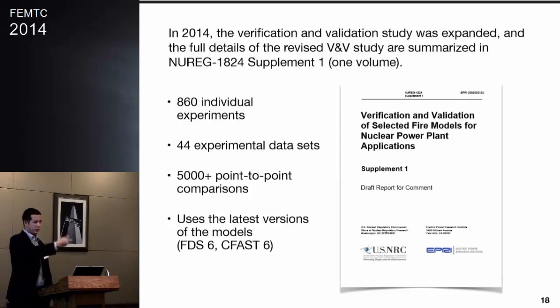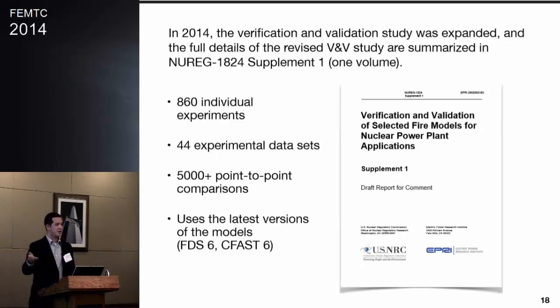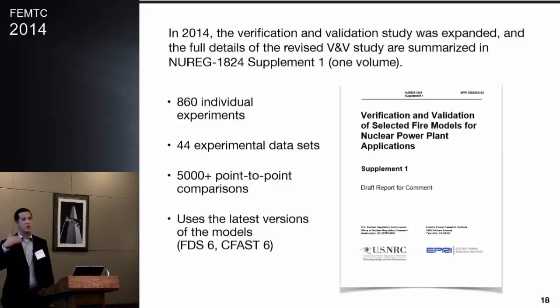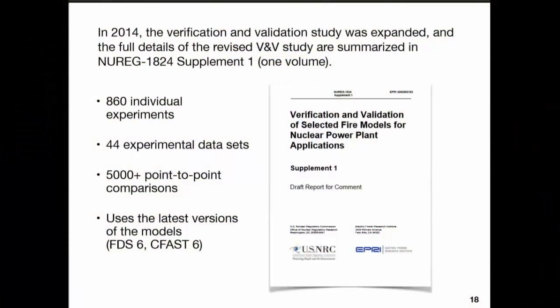In order to produce the tables and plots that Kevin showed, we were using data from 44 experimental data sets. And this is sort of an ongoing process. We'll never be done because we're approximating reality. And because we're adding new functionality, we always want to add more and more validation data to represent the real world. We have 5,000 point-to-point comparisons. And again, the supplement was updated to use the latest version of FDS and CFAST.